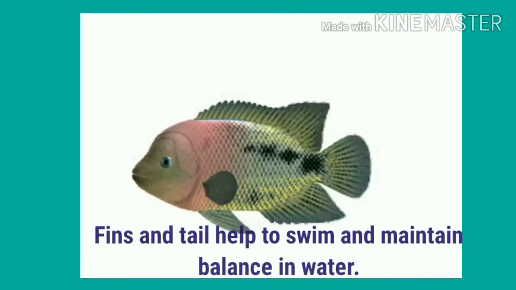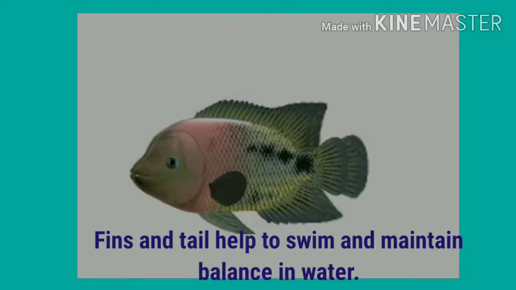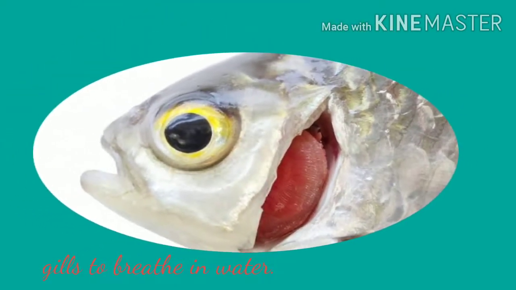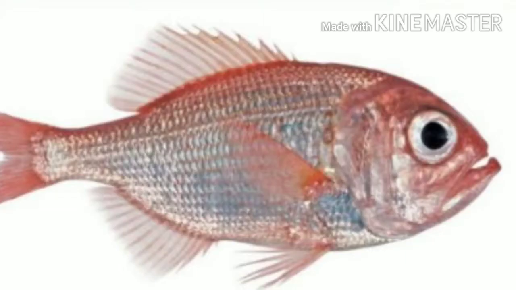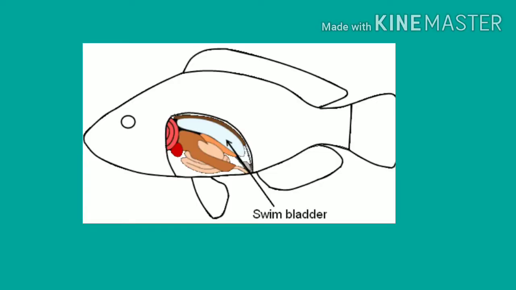Fins and tail help to swim and maintain balance in water. They have gills to breathe in water. Body is covered with scales which make it waterproof, and the air bladder helps them to float in water.